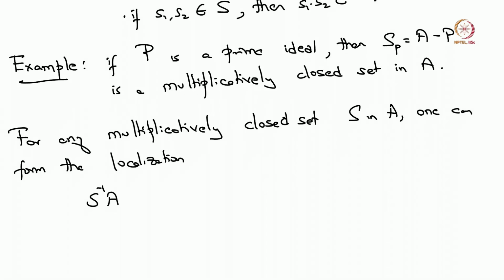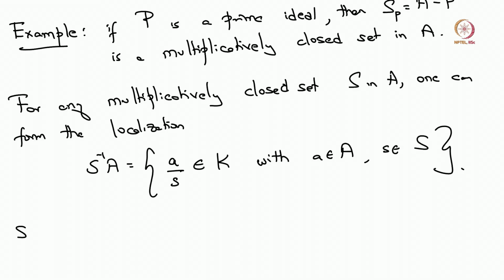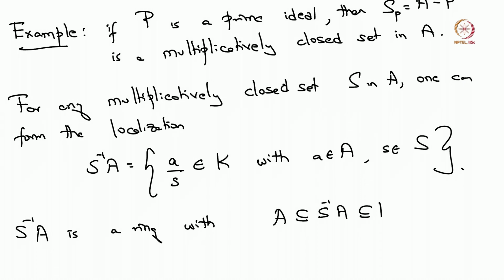And in this simplified setup, when A is a domain, we can think of it as a subset of the fraction field. So I just think of all the elements of the form a over s, the numerator and denominator. So this fraction is in the fraction field of A, with the property that the numerator belongs to A and the denominator belongs to S. Okay, so this localization turns out to be a ring containing A, since by assumption 1 belongs to S, so A sits inside S inverse A, and that sits inside the fraction field of A, which we call K.